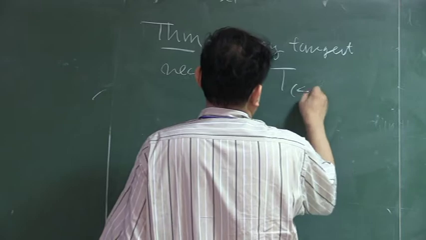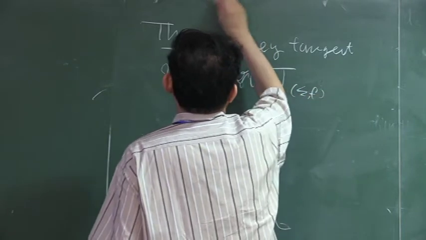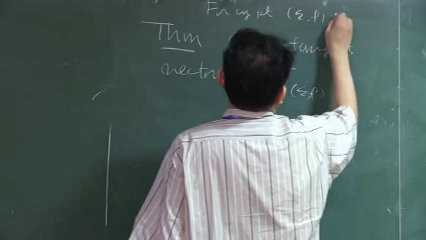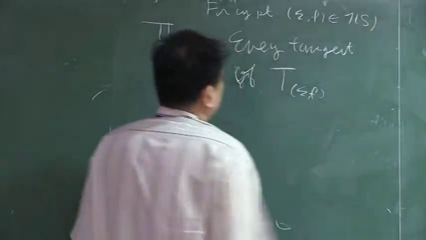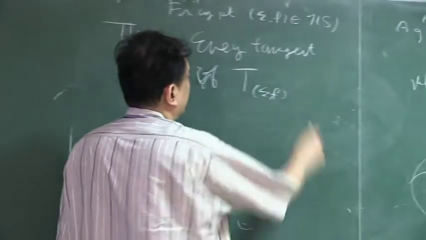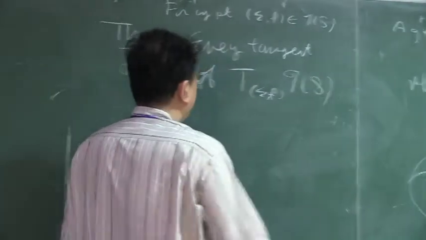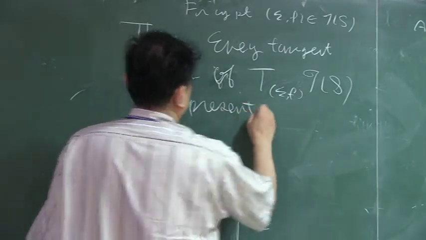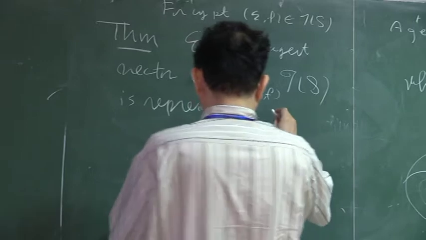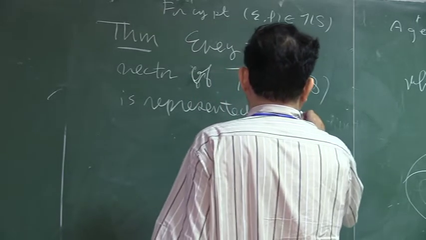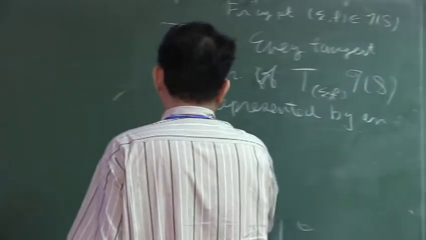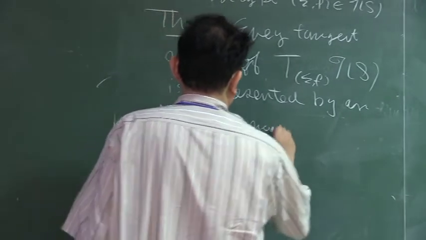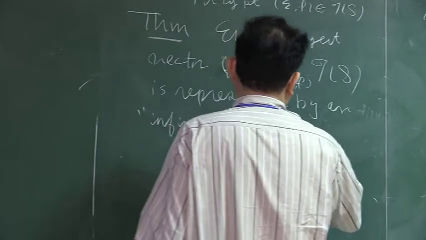So you consider some point. For any point sigma in the Teichmüller space, any tangent vector of Teichmüller space at that point is represented by an infinitesimal stretch map.